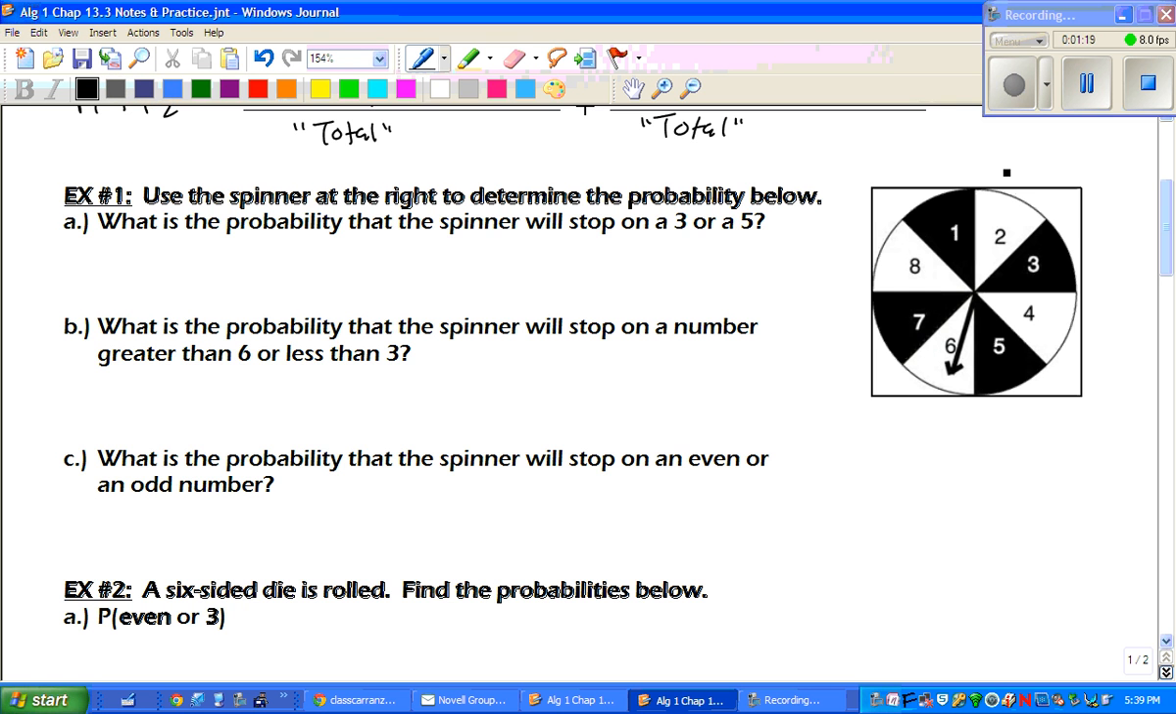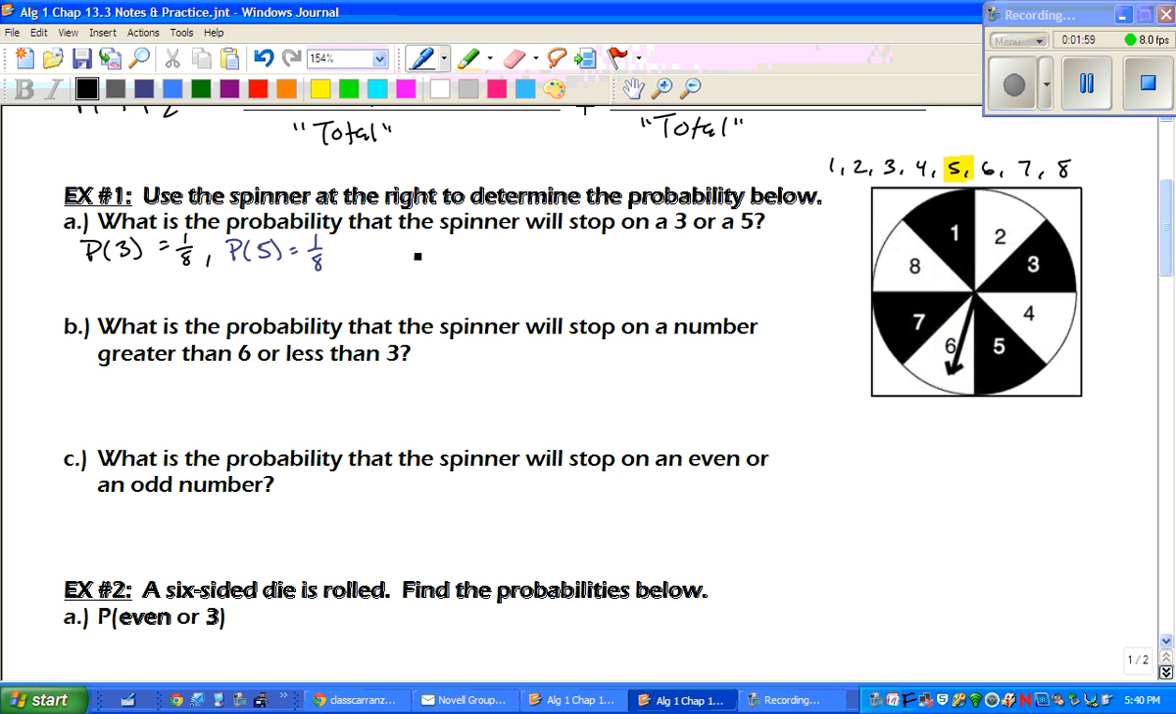So we talked yesterday about probability that we could write out all the numbers 1, 2, 3, 4, 5, 6, 7, 8. All right? So they want the probability of landing on a 3. Well, there's one chance out of a total of 8. Now, what's the probability that it would land on a 5? Well, that is also 1 out of 8.